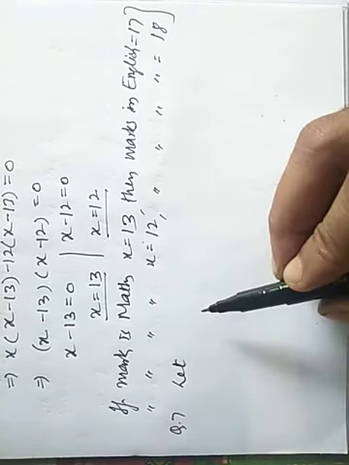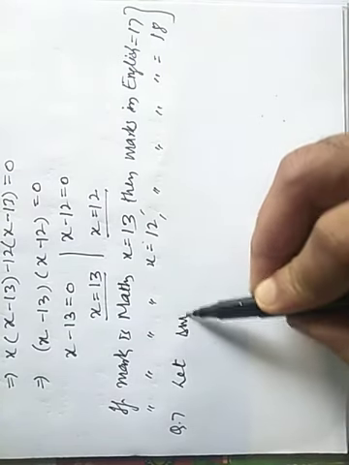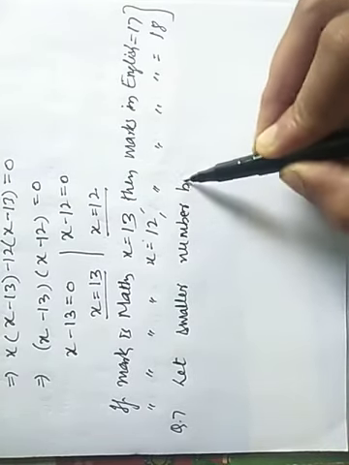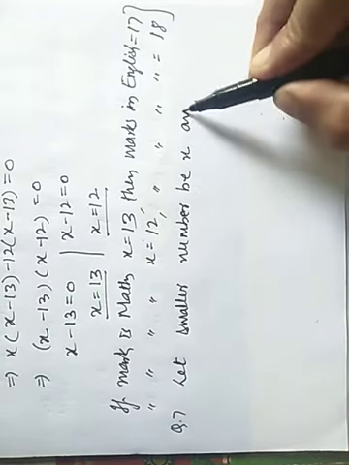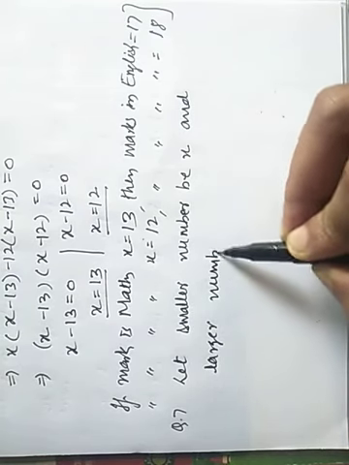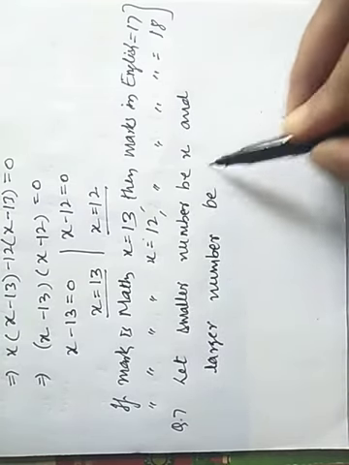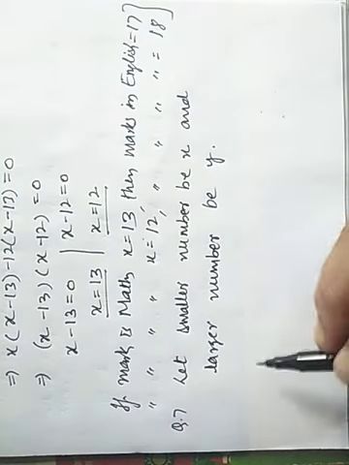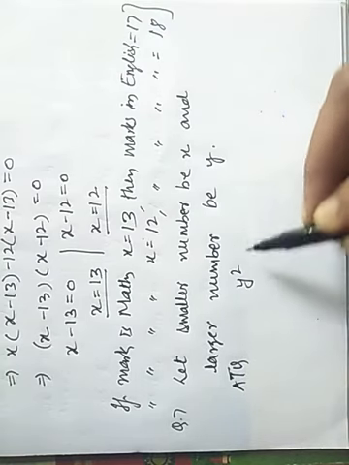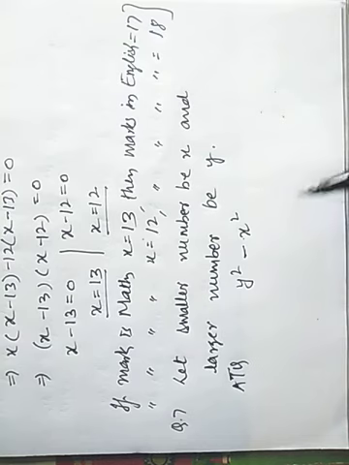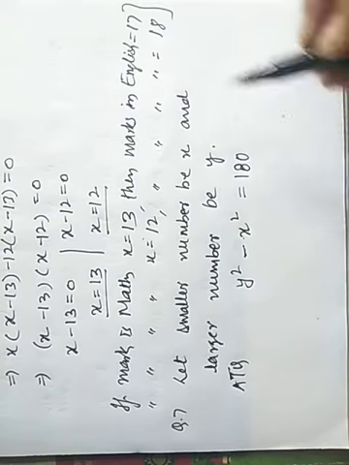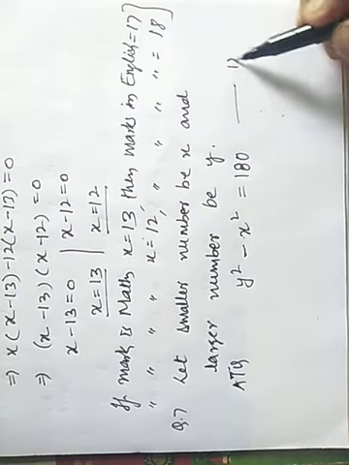Let the smaller number be x and the larger number be y. According to the question, the difference of the squares of the two numbers is equal to 180, so y square minus x square is equal to 180. Let it be equation 1.